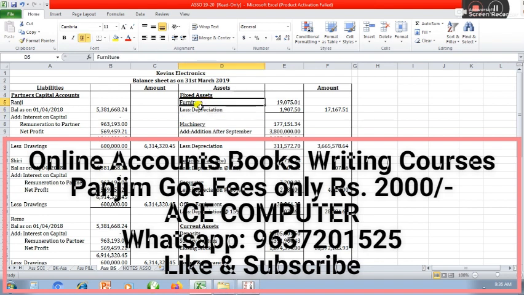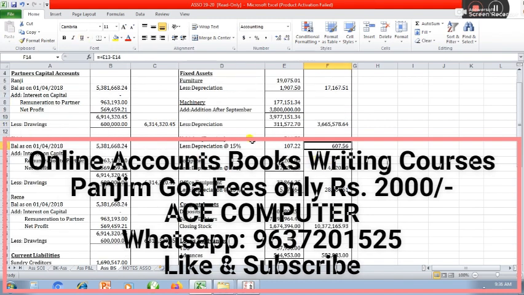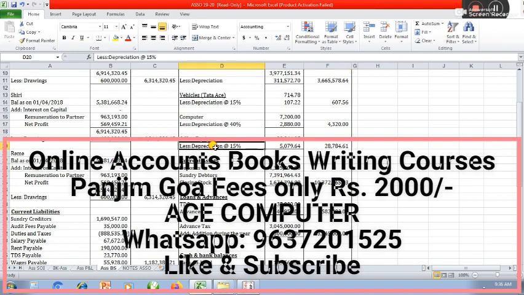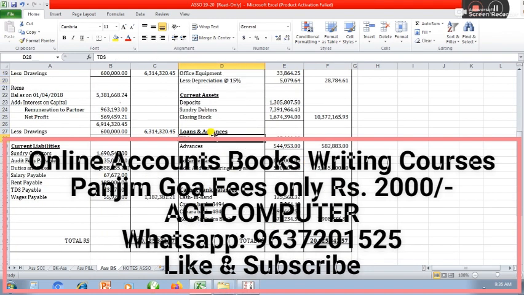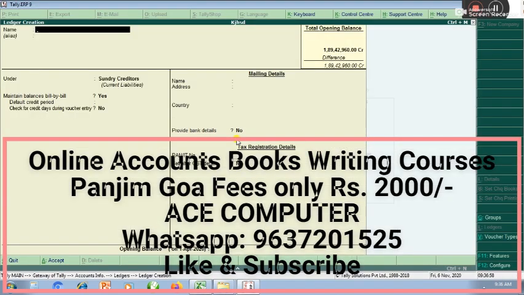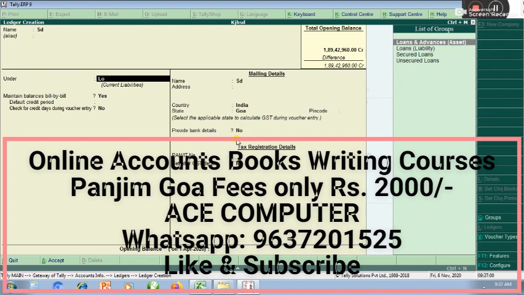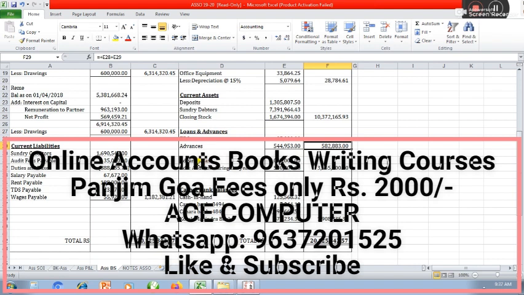Here fixed assets: furniture, you have to put this figure directly as furniture. Machinery, you put this directly. Vehicle, directly these figures. All this you take from the outer figure. Don't try to create a depreciation ledger. Loans and advances will come under the head called loans and advances asset. This is advance tax paid, which again comes under loans and advances asset. For advance tax, you directly take this figure, not the inner figure.